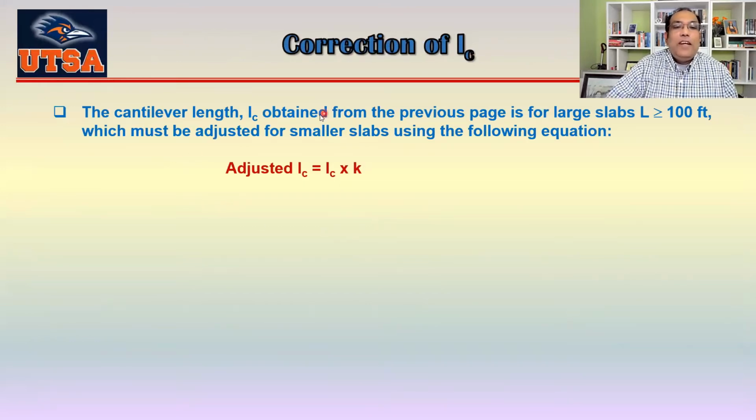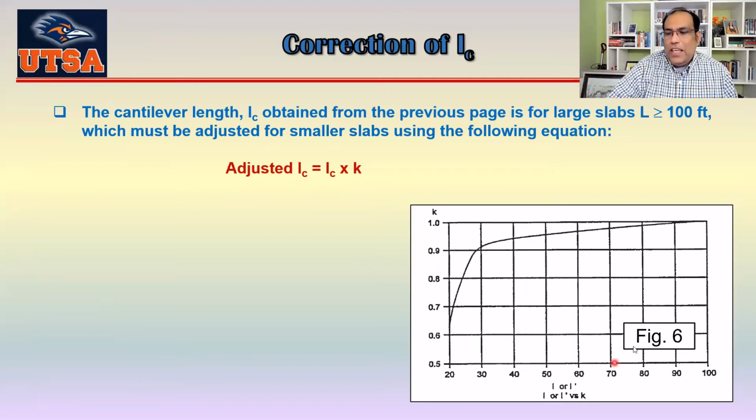So the cantilever length LC obtained from that previous page is for a large slab where L is greater than 100 feet. Okay, if our actual length is less than 100 feet, then we have to adjust our LC, which is actually LC multiplied by a factor K. K is a factor that depends on the actual size of the slab. So you can see here, this is actually figure 6 in that manual.